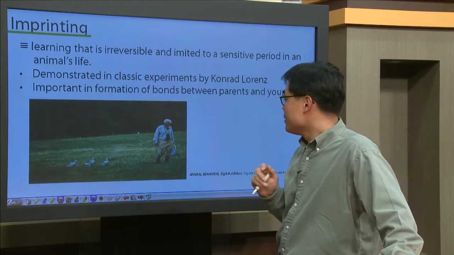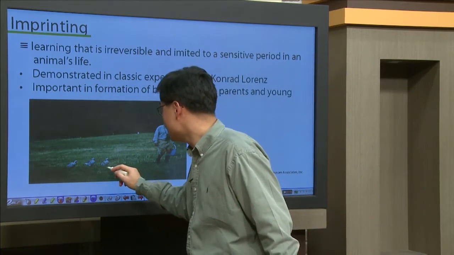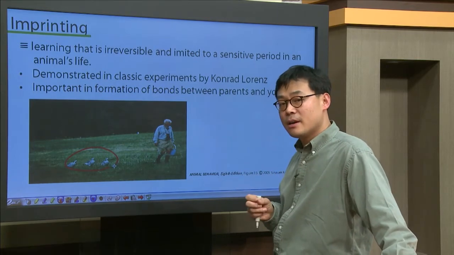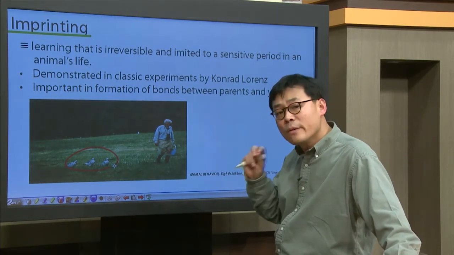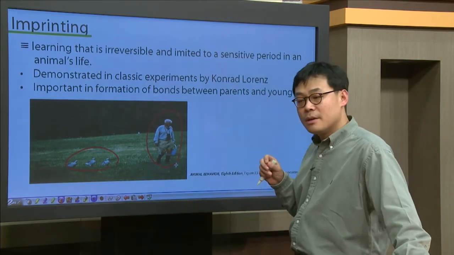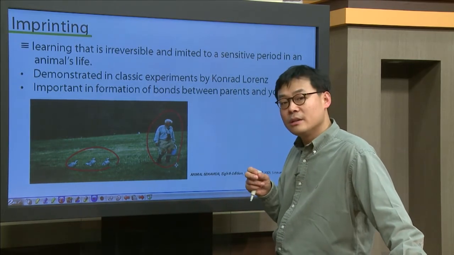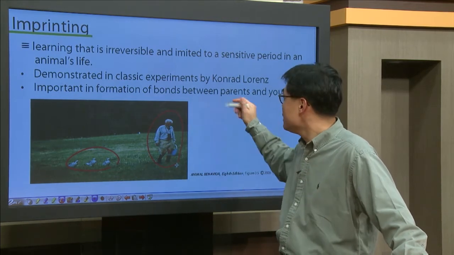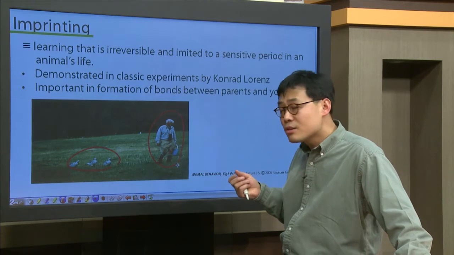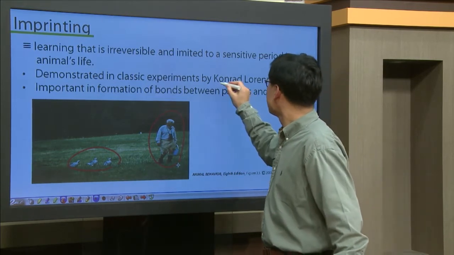Okay, the chicks of these geese, when they hatched from the eggs, what they saw first was this person, and this person is one of the early ethologists. He's like a founder of animal behavior, called ethology. His name is Konrad Lorenz.